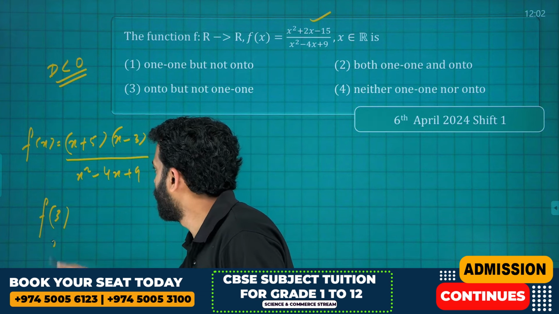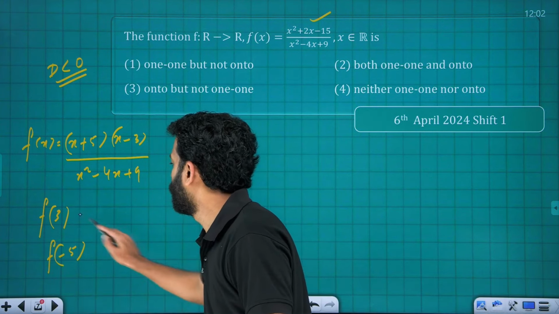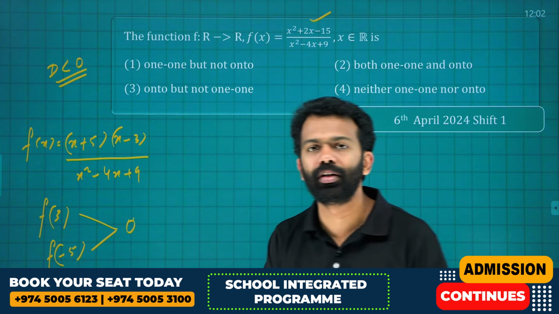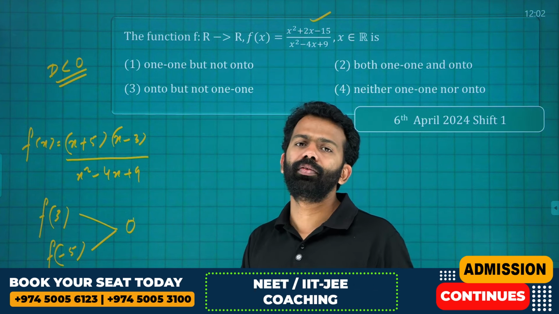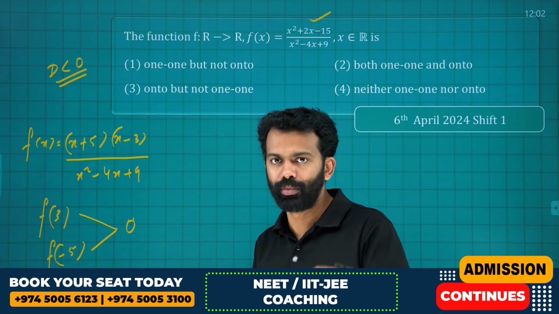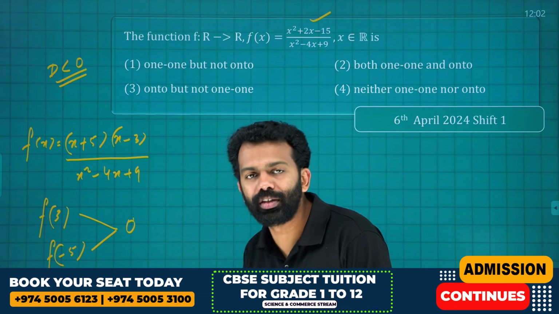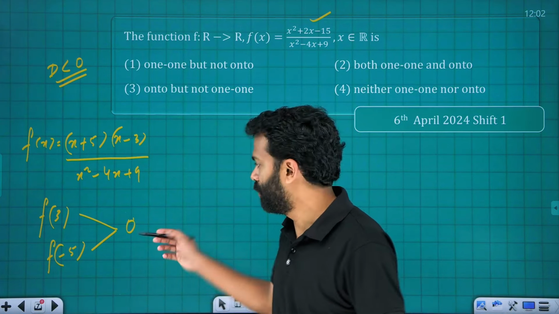And what is the value of f(-5)? Both of them are getting the same answer, what? 0. Is it possible if a function is one-one? No, it's not possible. Okay. See, therefore, which function is this? It's a many-one function. We have already formulated that.